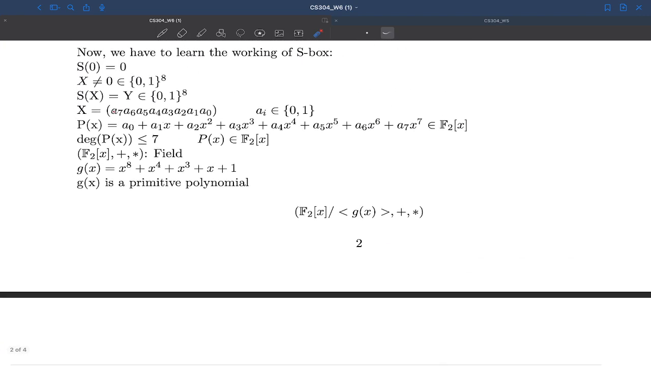Now we were having this 8-bit string. We converted it to a polynomial. We got the polynomial. We defined this set F2[x] over g(x). Now what I want to find is the inverse of my polynomial under modulo g(x).